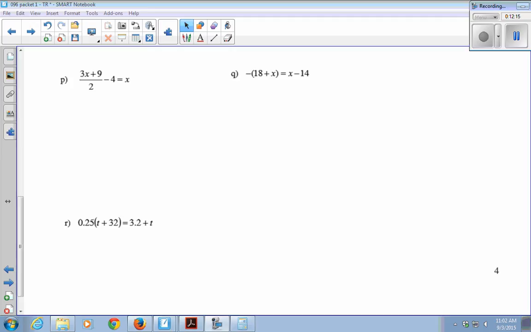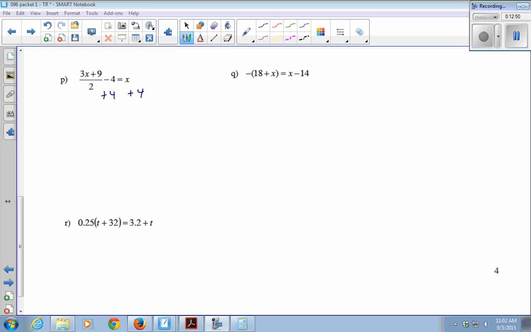Okay, so let's think about what's being done to x by following the order of operations here. Remember, you always do multiplication first. There's imaginary grouping symbols in a fraction. So here, x is being multiplied by 3. Then we're adding 9. Then we're dividing by 2. And finally, we're going to subtract 4. So the very last thing that was done to x is that we subtracted 4. How do you undo subtracting 4? Add 4.